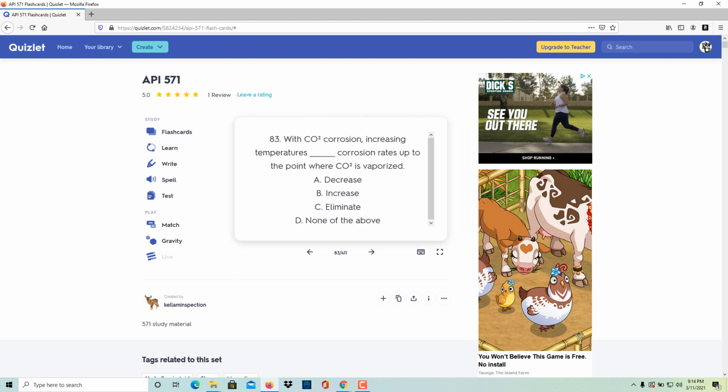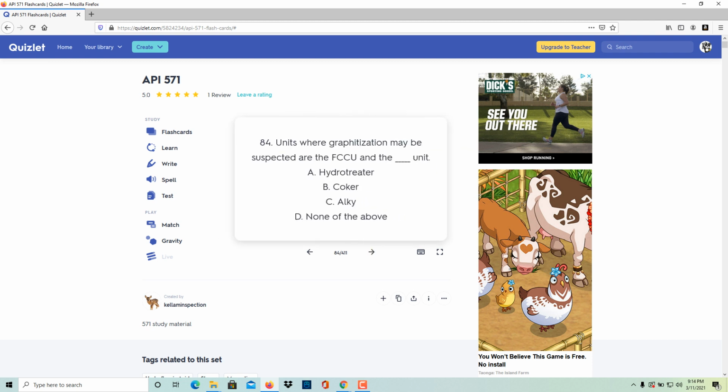With CO2 corrosion, increasing temperatures blank corrosion rates up to the point where CO2 is vaporized. Increases. Units where graphitization may be suspected are the FCCU and the, graphitization, I want to say coker unit.